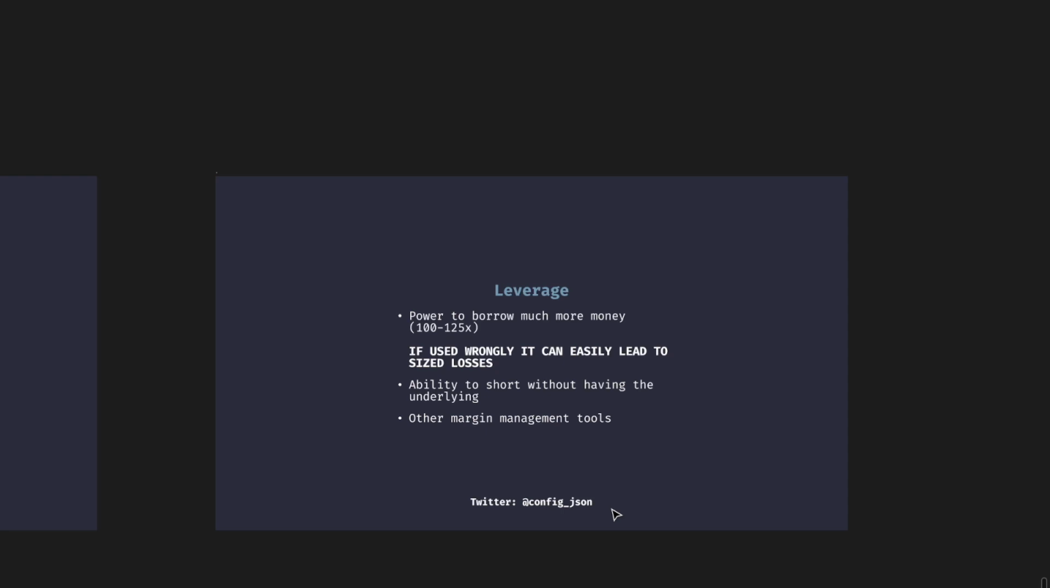Second will be the ability to short without having the underlying. So the ability to sell BTC without having BTC, because you take borrowed money, and when you enter a short, you basically borrow BTC which you sell instantly, and you try to rebuy at a lower price. If that sounds a bit too complicated, just keep in mind you can short without having, you can sell without actually having BTC. And then other margin management tools which are not explained here to keep it simple.